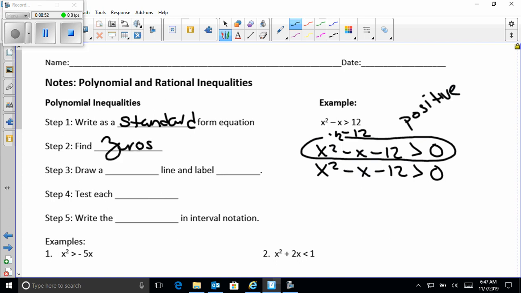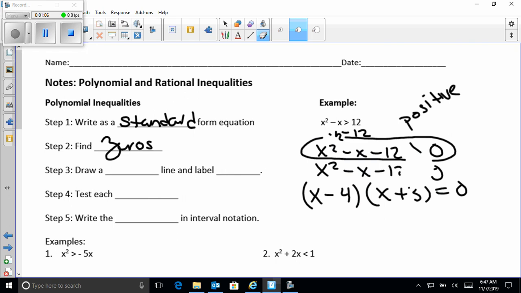So looking at this problem, my next step is to find the zeros. If I'm looking for factors of 12 that will add to give me -1, that's going to be x minus 4 and x plus 3. Sorry, I meant to be looking at this as an equation at this point. So I have two solutions. I have 4 and -3. And that's going to help me set up my interval.